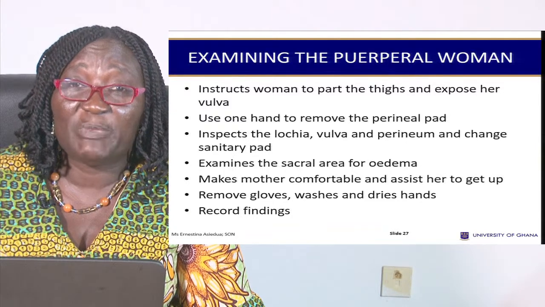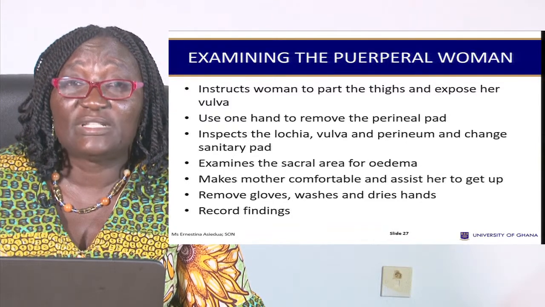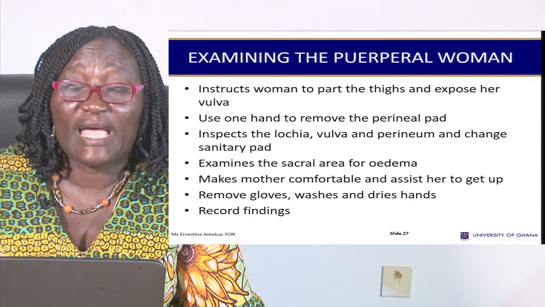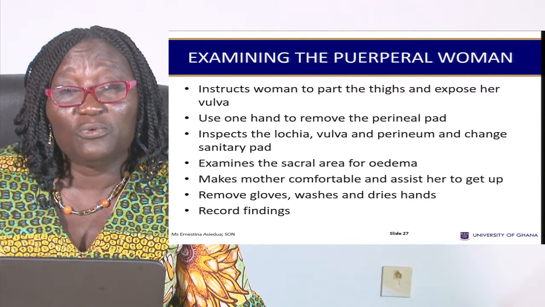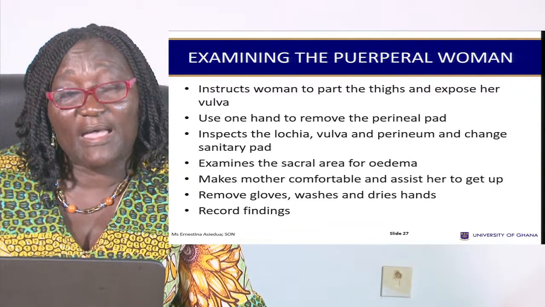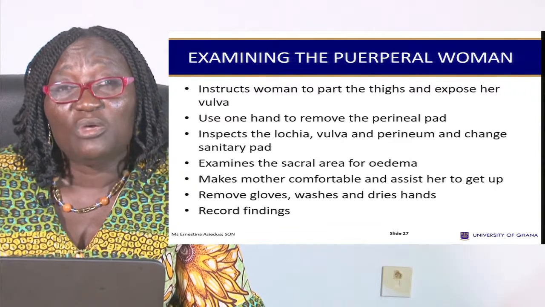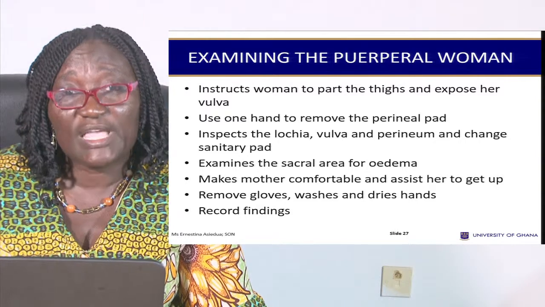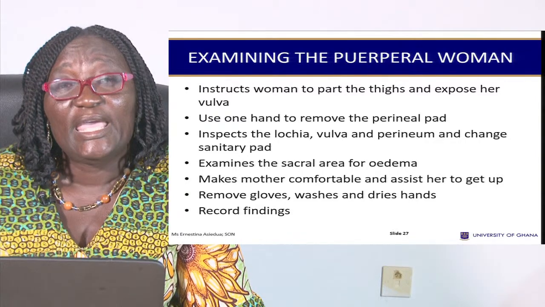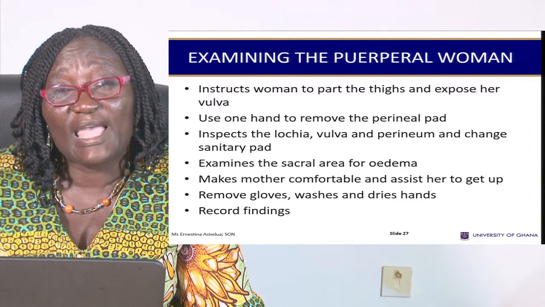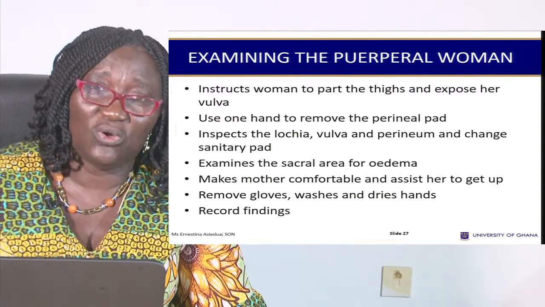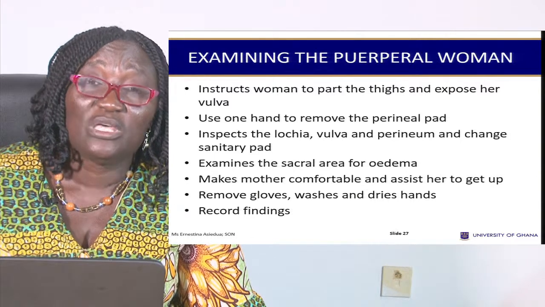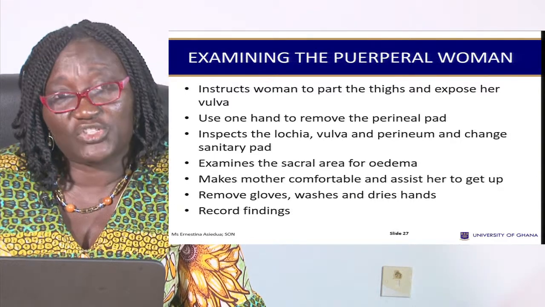If you inspect the lochia, look for the amount of discharge, look for the color of the discharge. We know the lochia should be changing from rubra to serosa to alba, depending on the day of the puerperal stage. So you check and compare with the date and see if that is the appropriate type of lochia that the woman should be discharging. And then you also look at the odor. If it's offensive, it tells you this woman is possibly having some infection.